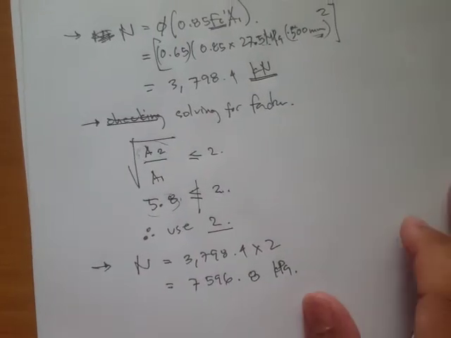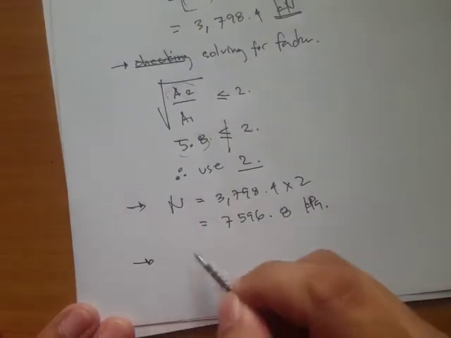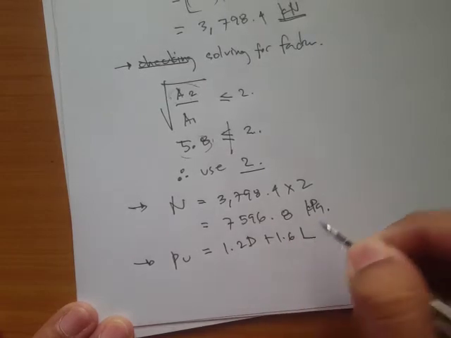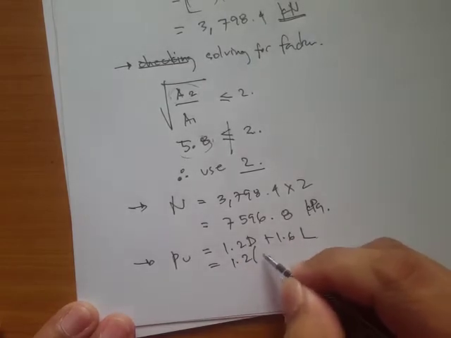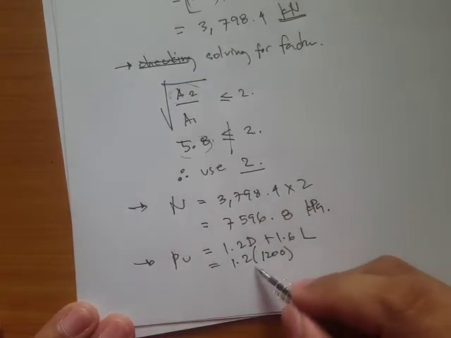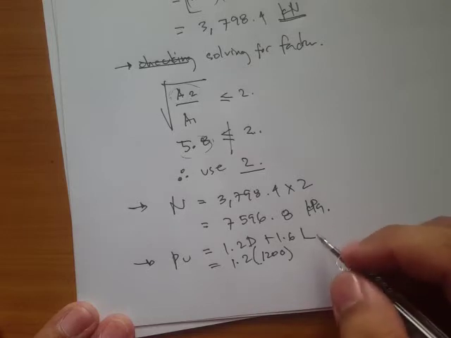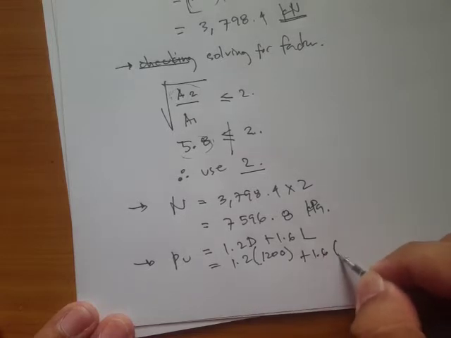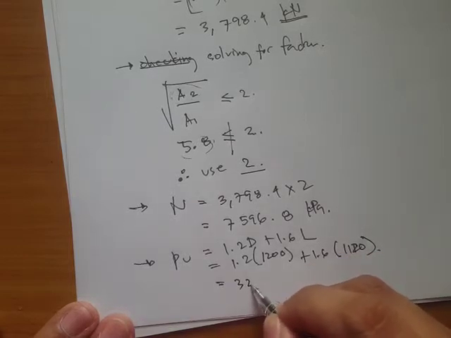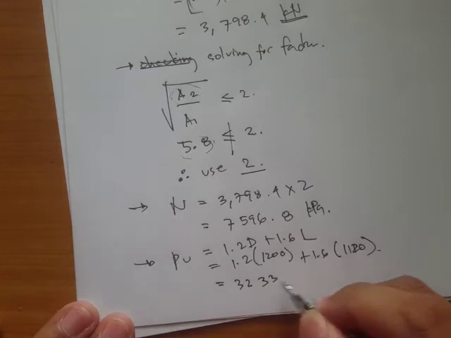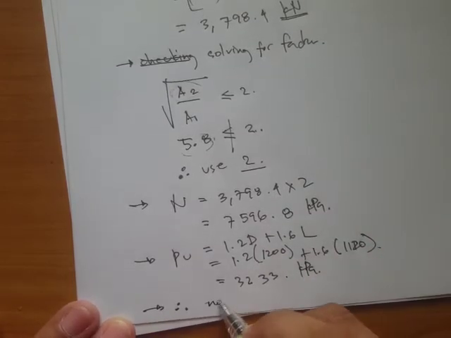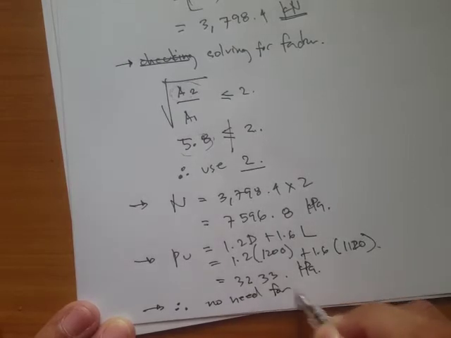kilopascals. Okay, so now let's solve for the factored loads. That's just 1.2 dead plus 1.6 live. So it's just 1.2 times our dead loads, 1,200 kilonewton, plus 1.6 times 1,120 kilonewtons. What you get is 3,233 kilopascals. Okay, so therefore, no need for doubles.